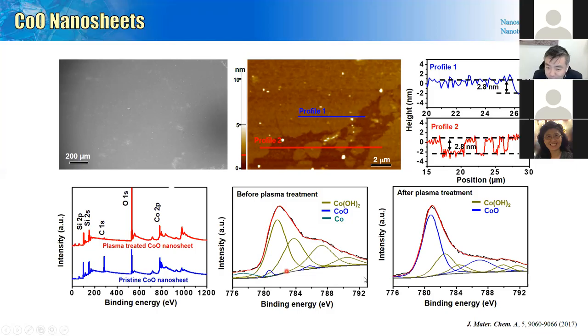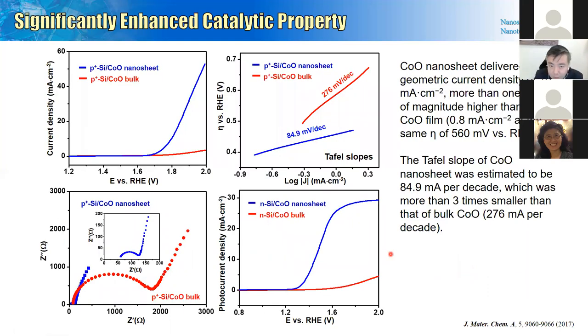We found out this film is a mixture between cobalt oxide and cobalt hydroxide. It's also a good combination to fulfill the redox reaction required for the cobalt ions. And by doing this electrochemical analysis and comparing to bulk cobalt oxide, we found the current density significantly enhanced at a given overpotential. It's about 10 times higher compared to bulk, a significant improvement.